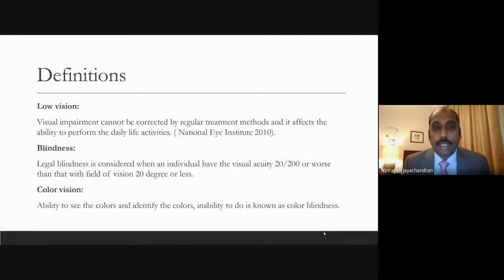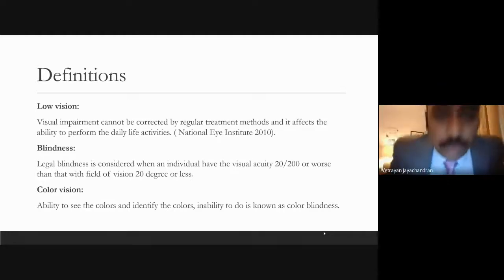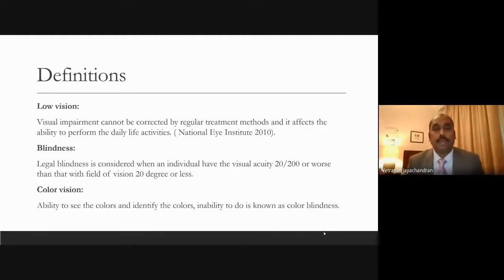We have to know the different terminologies used by ophthalmologists and optometrists, because as occupational therapists, we are going to interact with the ophthalmologist or optometrist. It is important for us to understand their terminology. If you know their terminology, it is easy to communicate and understand the treatment process. For that, we have to know the definitions related to low vision.